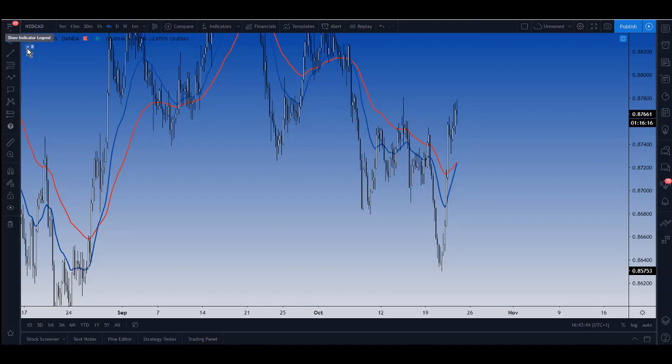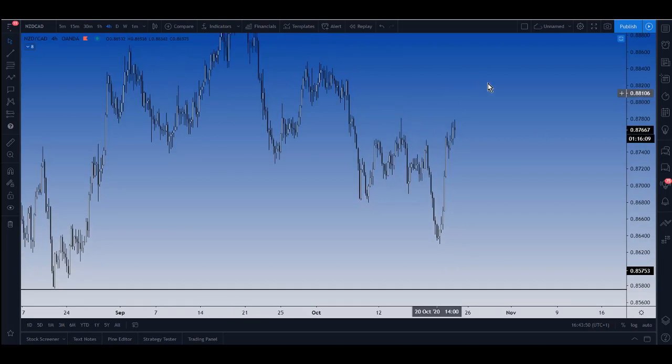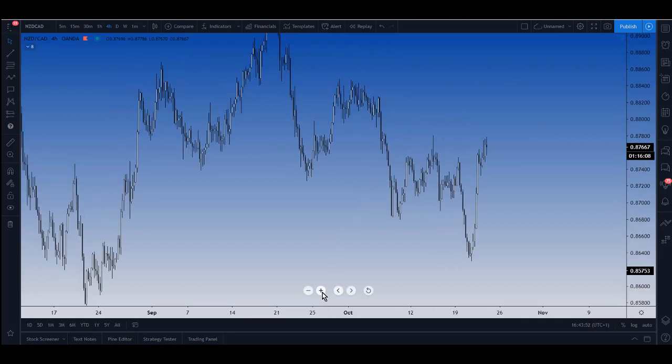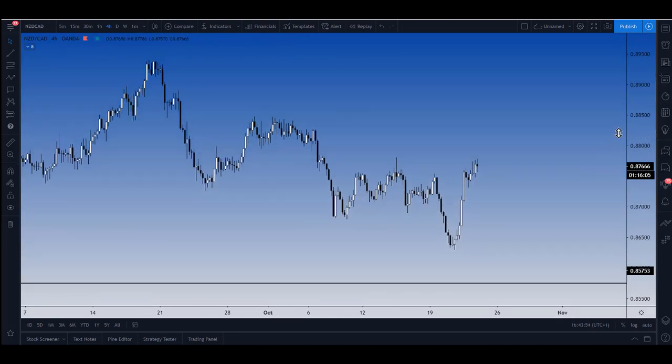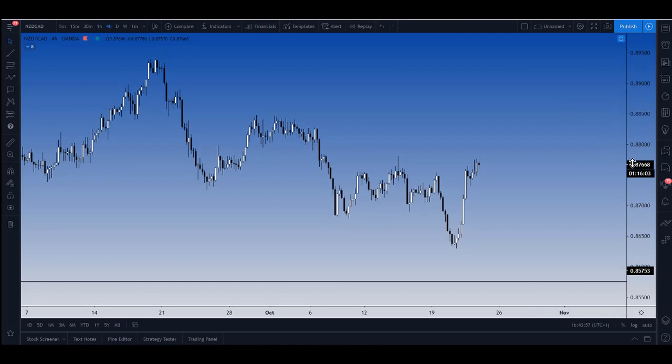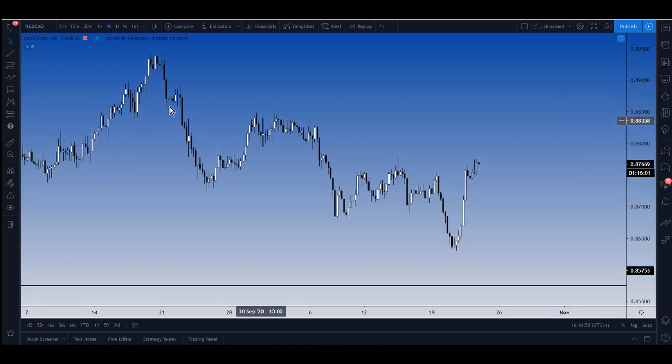Just take those EMAs off now. Whether you choose to use EMAs as a trader is totally down to you. As long as you can read price, that's all you actually need. When I say read price, you want to be able to read what's actually happening. Are we in an uptrend? Are we in a downtrend? What phase are we in?